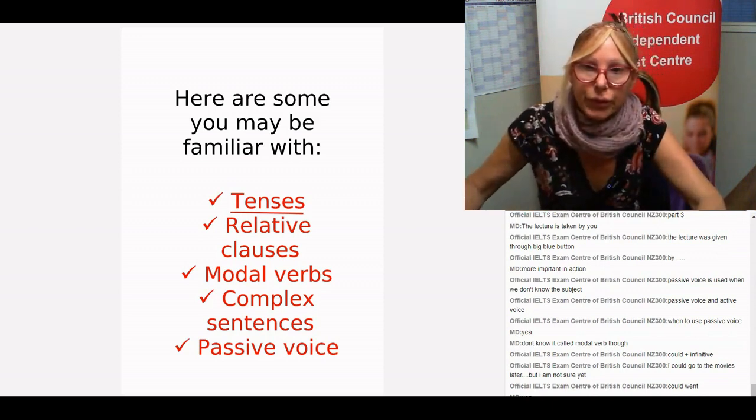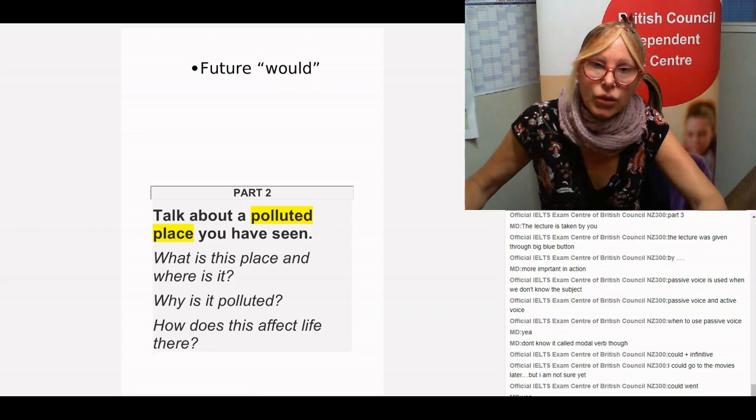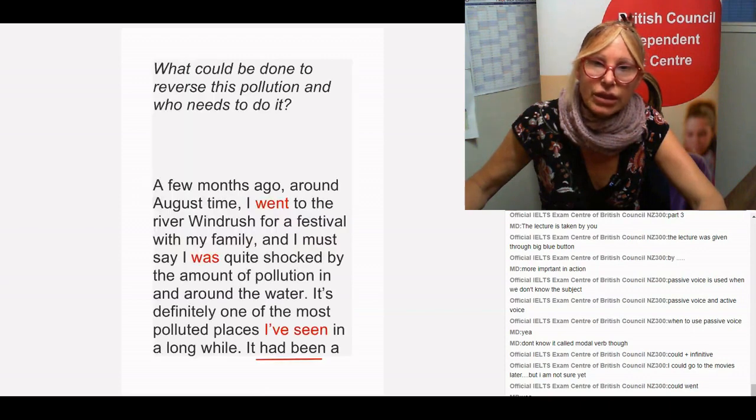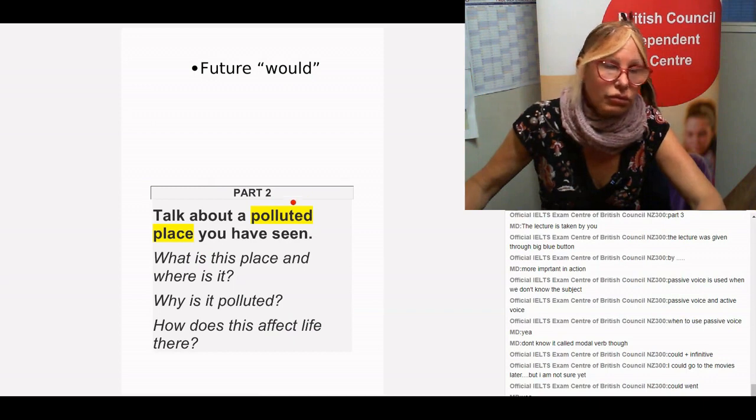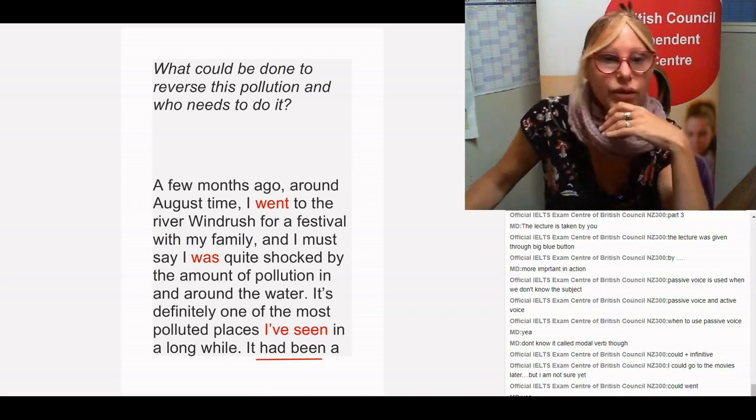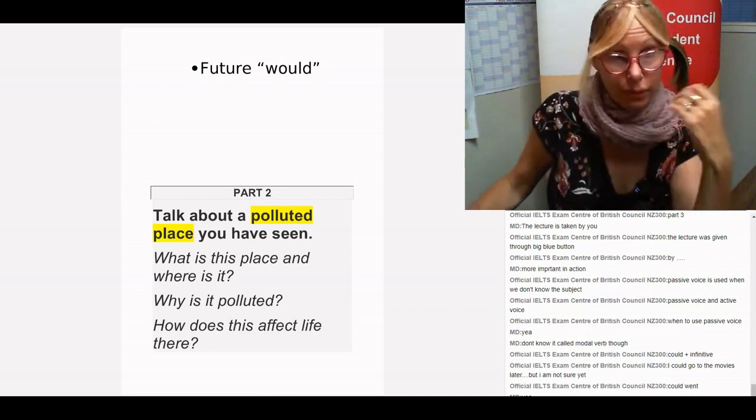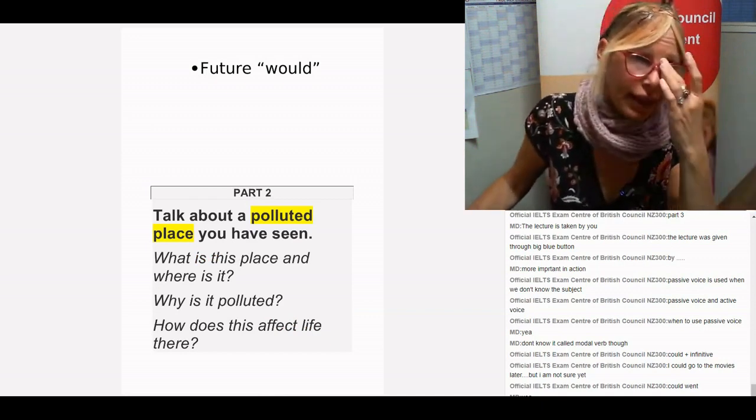So what I would recommend you do, MD, is maybe do a response to this pollution question. Talk about a polluted place you have seen, and record your voice onto your phone or type it out, whatever's easiest, and then just go back and count the number of tenses that you've used and whether you've been able to use more than 3.